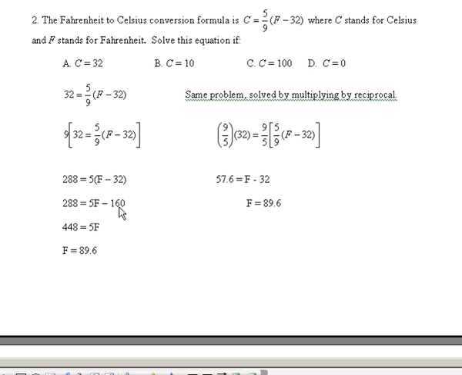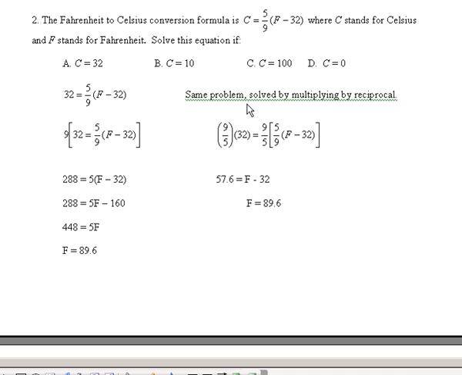Now I'll get all my numbers on the left-hand side since my variable is on the right-hand side of the equation. So adding 160 to both sides, I get 448 equals 5F. And then dividing through by 5, I get that F equals 89.6. So in other words, 32 degrees Celsius is equal to 89.6 degrees Fahrenheit.